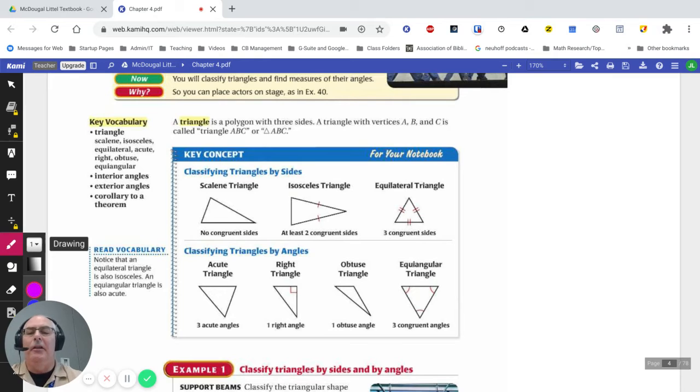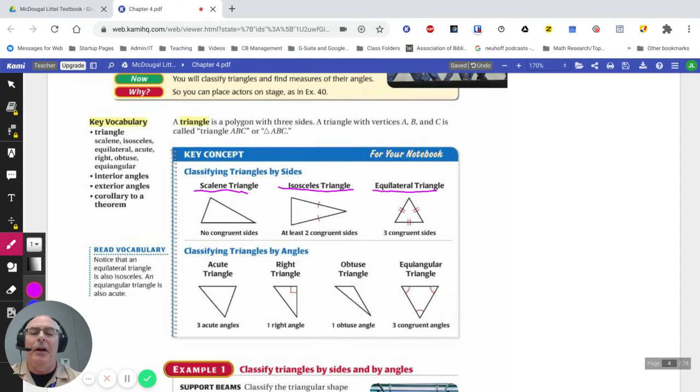As we can see here, we have scalene triangles, which means all three sides are different lengths, isosceles triangles, where two of the sides have the same length, and an equilateral triangle, where all three sides have the same length.